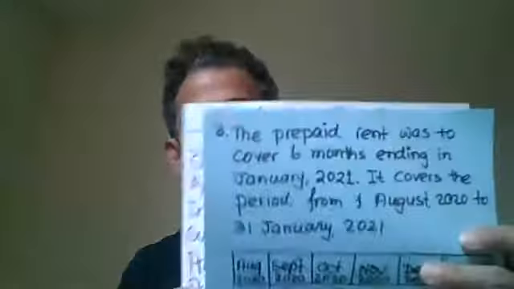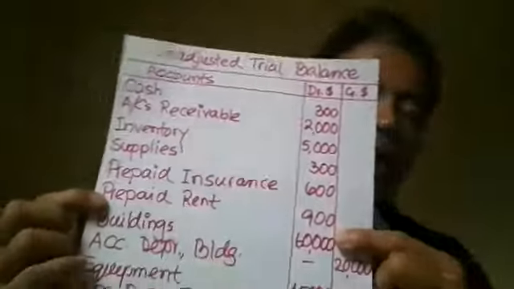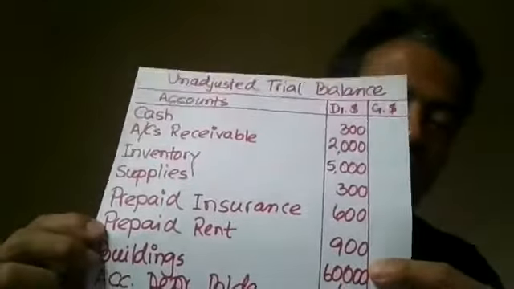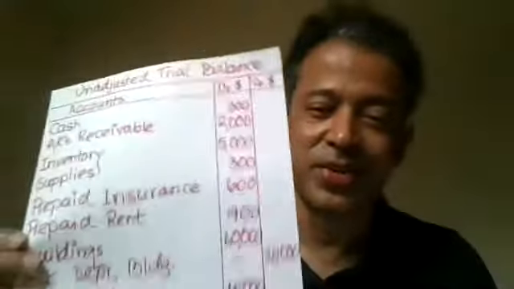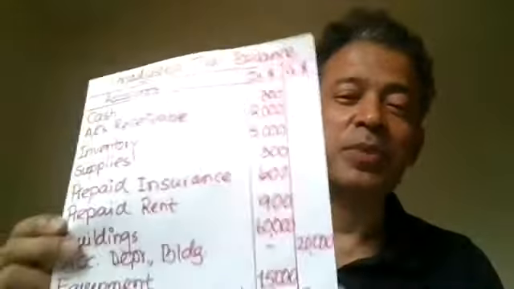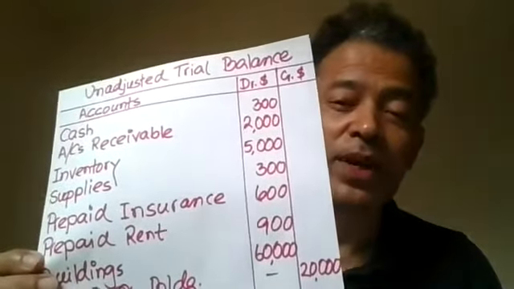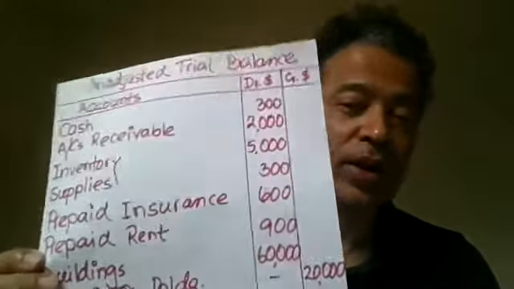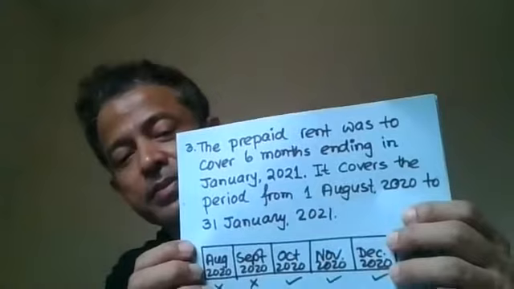The third one is about prepaid rent. You can see we had an item called prepaid rent of $900 in the unadjusted trial balance. So this red one is our unadjusted trial balance. How much was prepaid rent? Prepaid rent was $900. Of the $900, let's now listen to the story. We're told that the prepaid rent was for 6 months, to cover 6 months ending in January 2021. So 6 months ending in January of next year.